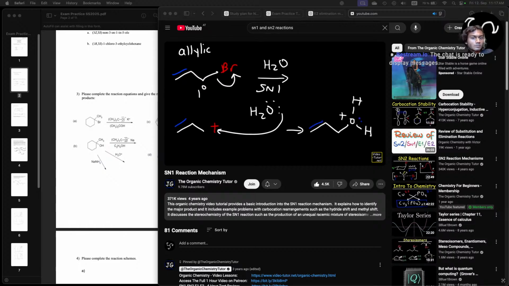And then the last step is deprotonation. So we're going to take off a hydrogen atom, and this will give us an allylic alcohol. So typically, whenever you react water with an alkyl halide, you're going to get an alcohol as a major product, regardless if it's an SN1 or an SN2 reaction.